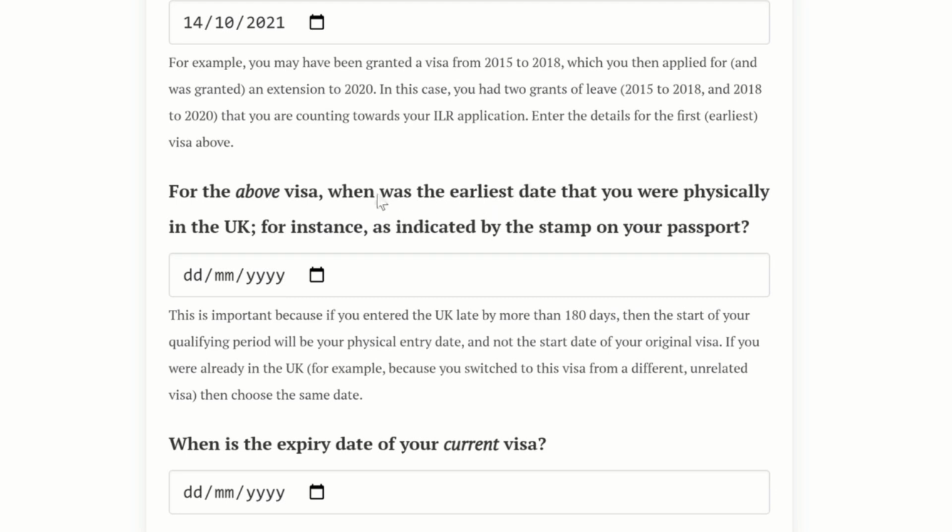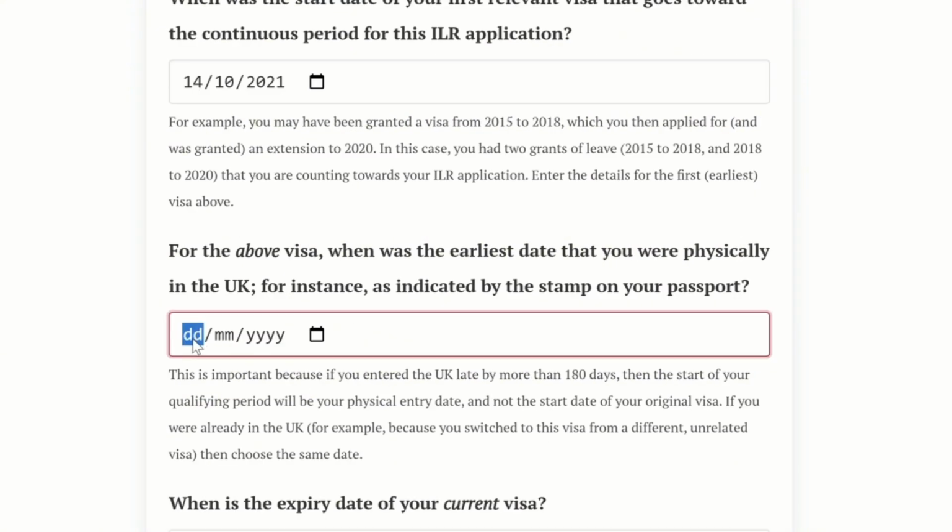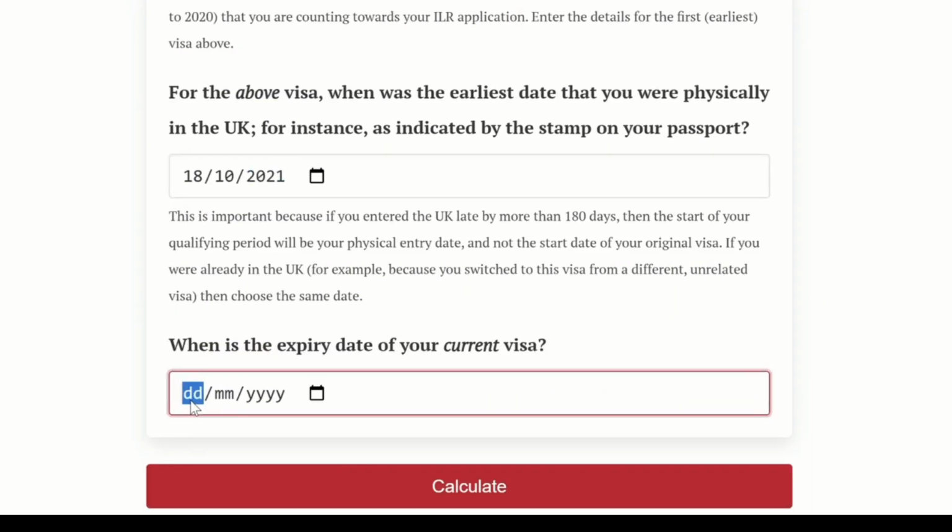You might have gotten the visa on the 14th of October 2021, but maybe the date you came in was, let's just say, 18th of October 2021, which is 4 days later. You came into the UK and received a stamp on your passport. So when we put that in here, the next question is, when is the expiry date of your current visa?